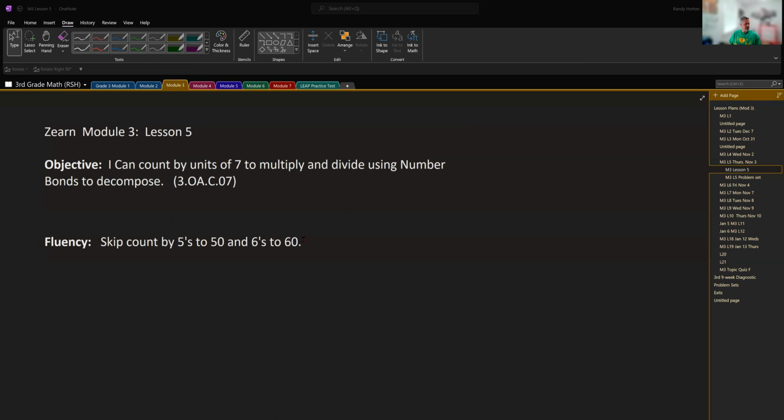You notice here I wrote down fluency. We're not going to do a fluency activity in the video. I just recommend that you work with skip counting by your 5s and 6s at this point, because today we're going to be working with 7s. Students should already be familiar with their 0s, 1s, 2s, 3s, 4s, 5s, and 6s. Now they should really be working on their 7s, and hopefully this lesson will help them with that.